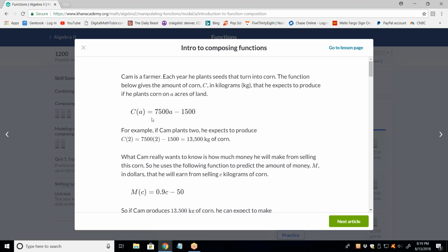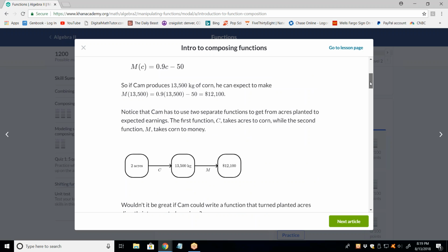Now, this includes 2 separate functions, 2 different functions. The first function is this one. How much corn does he grow? That depends on how many acres he grows it on. How much money does he make is this function right here. And that depends on how much corn he makes. So there are 2 functions involved. And this diagram is merely trying to show you that if he produces 2 acres of corn, it'll produce 13,500 kilograms of corn, which will make him $12,100.